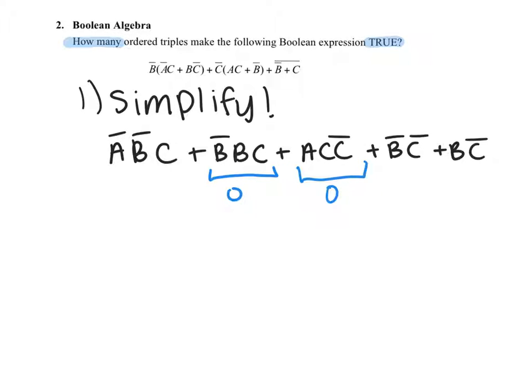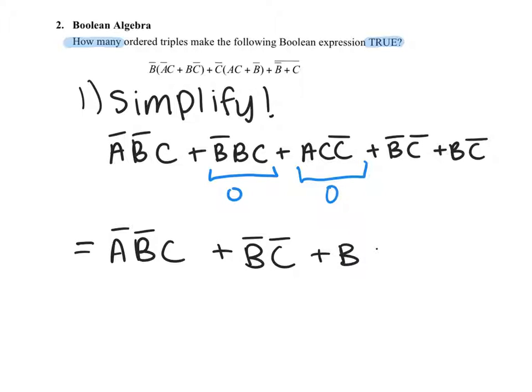Now we can rewrite our simplified expression to get a fully simplified Boolean expression, which we will then use to see which ordered triplets will make it true. So our fully simplified expression is not A times not B times C plus not B times not C plus B times not C. And we're going to be working with this to see which will make it true.